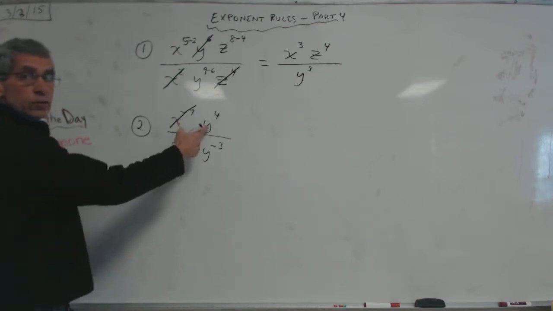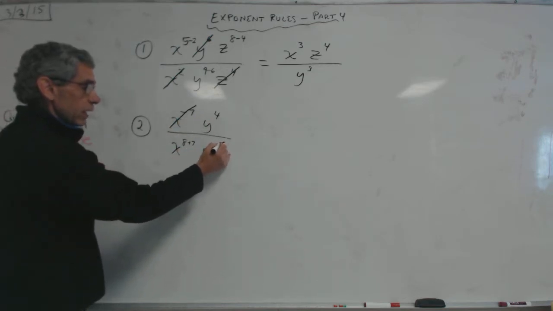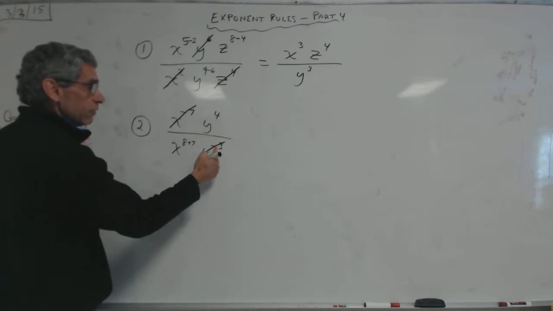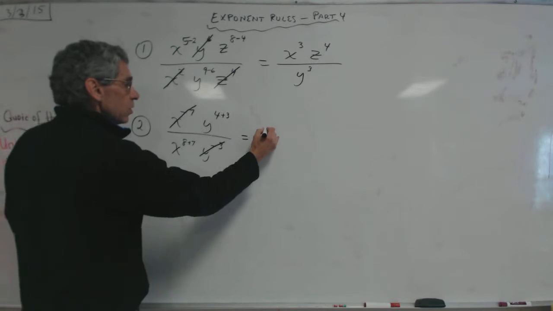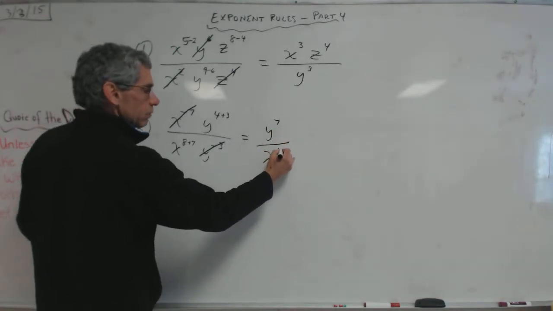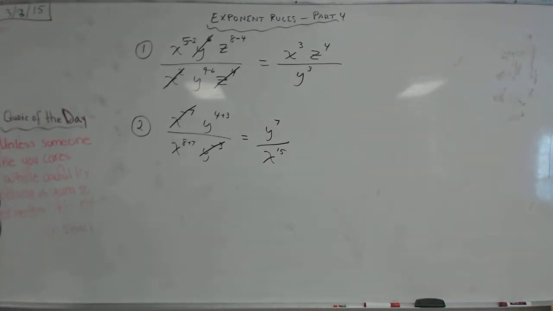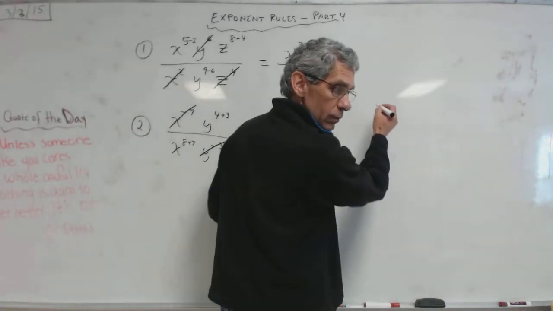Which is my smaller exponent here? This is where it's a lot more efficient. -3. I'm going to cross this out, and it's -3, so I'm going to do +3 here. So my final answer is y to the 7th over x to the 15th, right? It's more efficient, way more efficient. You see how quick and easy it is?